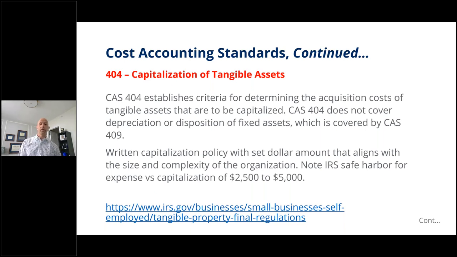We're a small business ourselves, and I'll tell you that right now we have a $2,500 capitalization policy. We stay within the IRS safe harbor. Works well for us because we can buy all of our laptops and stuff like that under the $2,500. We still obviously track those things for asset tracking purposes, but we don't have to deal with capitalization of those.